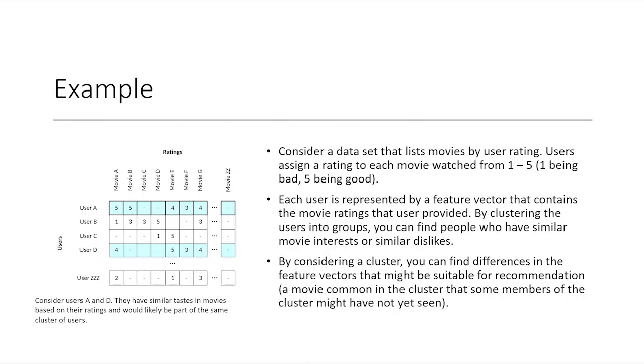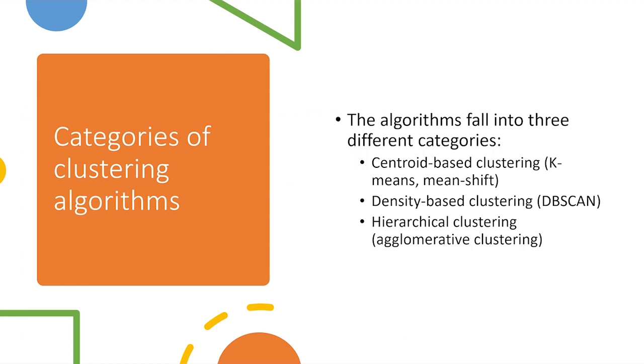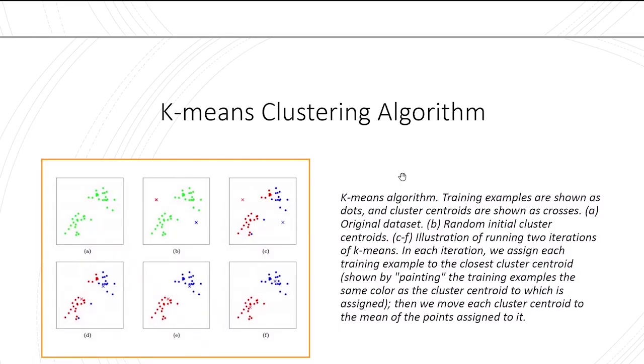The algorithms we are going to see in this lecture are centroid-based clustering algorithms. We will see only two of them, k-means and mean shift. Density-based clustering algorithms, we will only cover DBSCAN, and we are going to see some hierarchical clustering, and we will observe agglomerative clustering. Just as a summary, we are going to go over all these algorithms quickly.